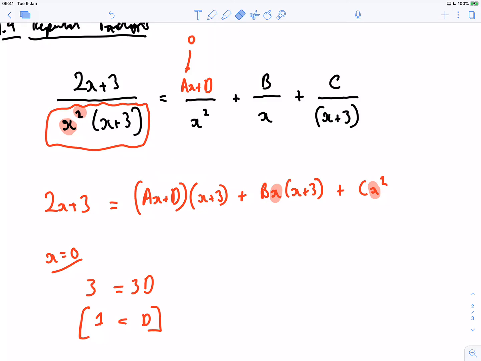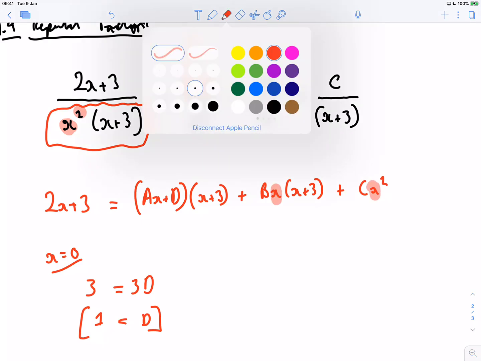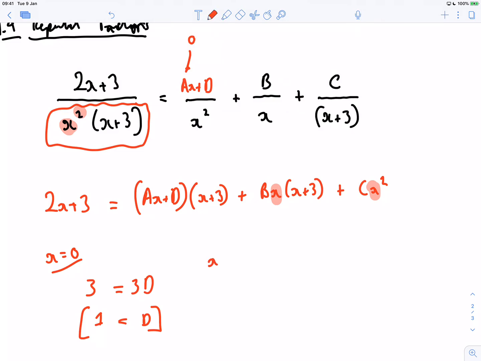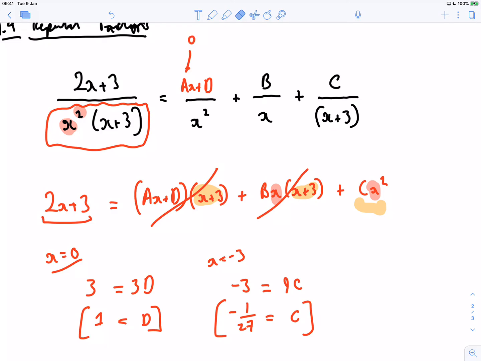Next up, what could I also substitute in? Well, let's keep the x's as they are. I could substitute in x equals minus 3. Why? Because that would make this a 0 and that would make this a 0, and I'd be left with the c term. Okay, so when x is minus 3, the left hand side is 2 lots of minus 3 plus 3, which is a single minus 3. This disappears, I'm left with c. Minus 3 squared is 9, so 9c equals that. So I'm going to get c equals minus 1 over 27. Not nice, but if that's what it is, that's what it is.